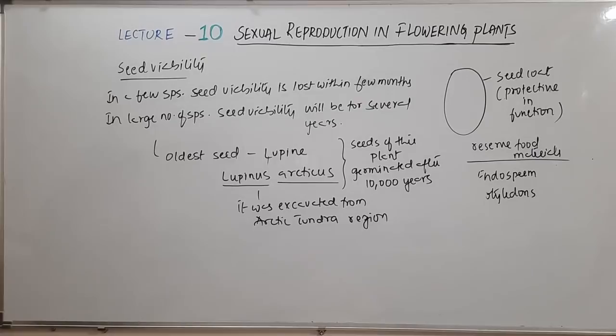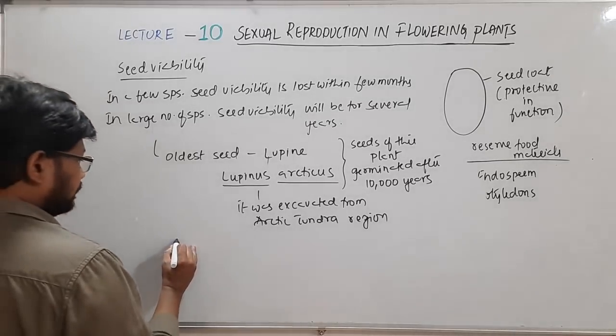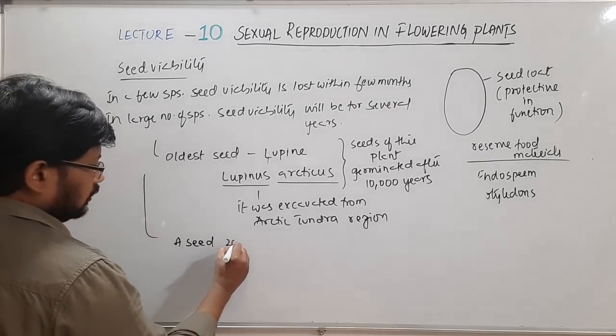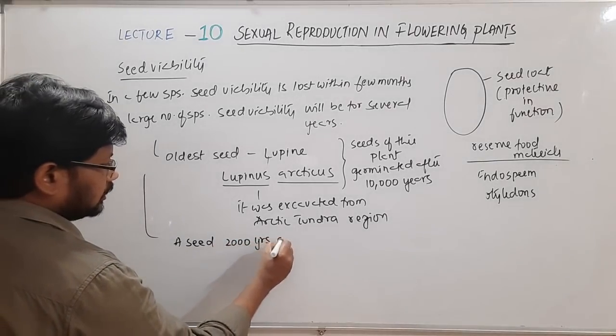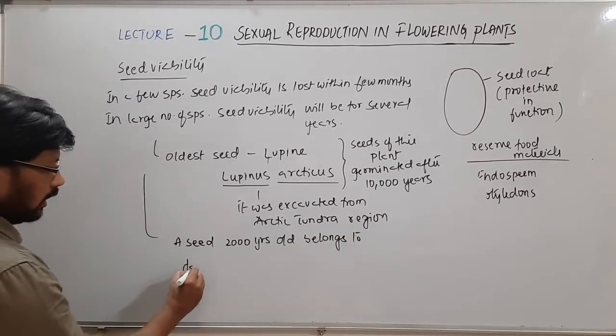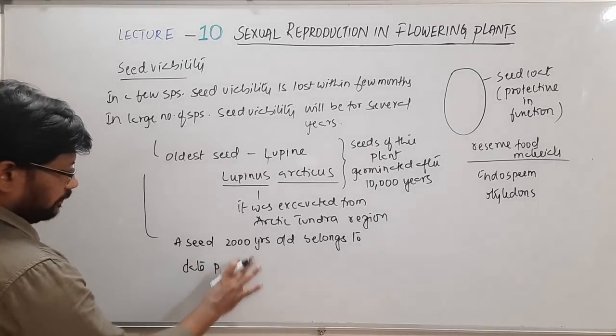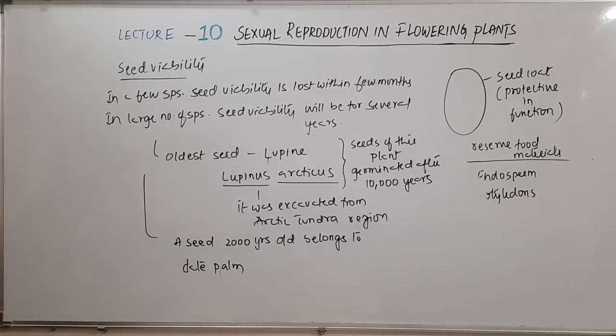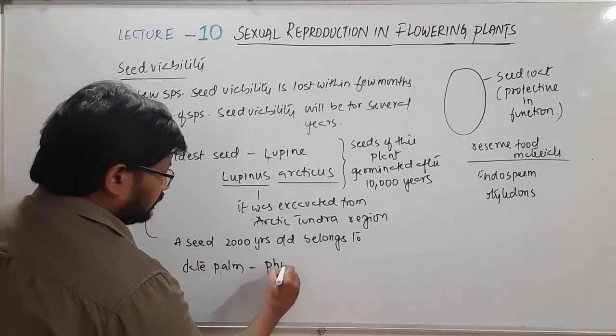Next, one more example is a seed that is 2000 years old. It belongs to a plant called date palm, whose scientific name is Phoenix dactylifera.